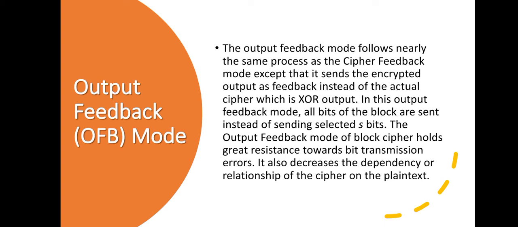In the previous cipher feedback mode, we were taking the output of the cipher as input in the second level, but here we will take the output of encryption. We will see that in this output feedback mode, all bits of the block are sent instead of selected s bits. In cipher feedback mode, we are only taking s bits, but here we will send the entire b bits. The output feedback mode of block cipher holds great resistance toward bit transmission error. It also decreases the dependency or relationship of the cipher on the plain text.